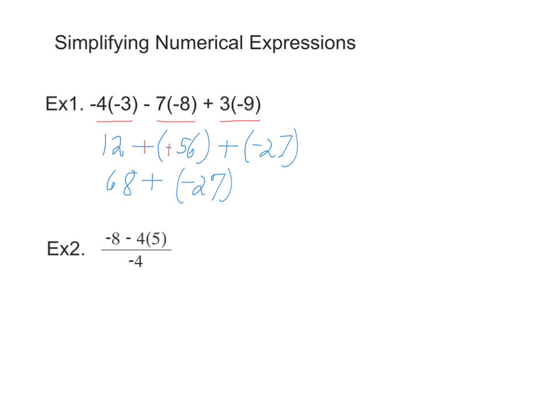And finally, to finish this up, I'm going to go ahead and subtract these two, since I'm adding a positive integer and a negative integer, and then use the sign of the larger one. I'll have 41. 68 is the highest of the two numbers, and it's positive, so my answer is positive.